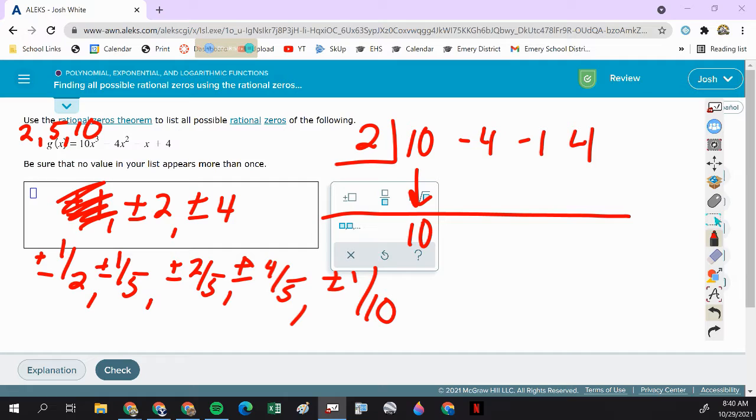2 times 10 is 20. Excuse me, 16, 32. That's not going to work, right? Not even close. Okay. Are they all going to be fractions? No, they can't be. One of them has to be. Which one's going to work?